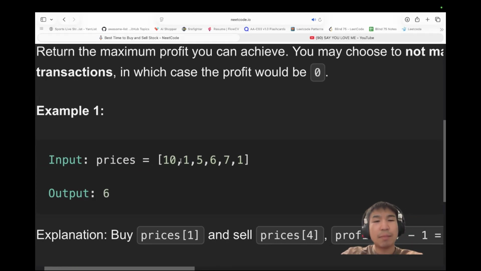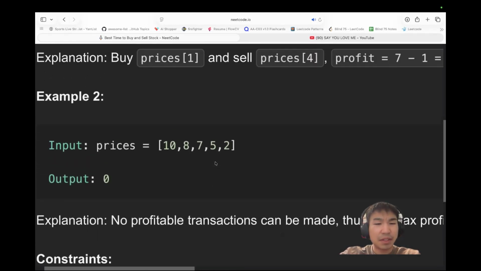We can see we can't just pick the biggest number in the list. We could buy at one, but we can't sell at 10 because 10 came before the one. We can only sell after we bought, you know what I mean? So we can't just get the biggest number, right?